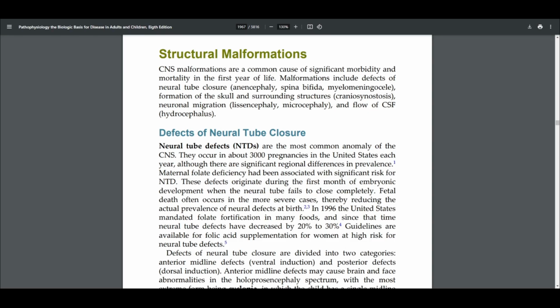Structural malformations. The CNS malformations are a common cause of significant morbidity and mortality in the first year of life.